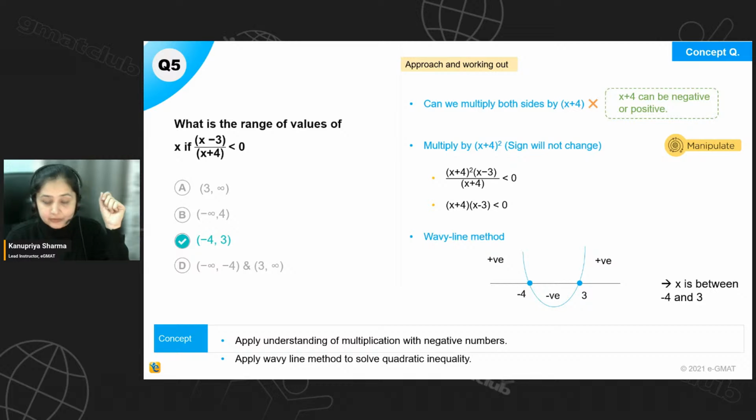All right, let's come to question number 5. I think we have a question for the last one. So again, question number 5, because we cannot multiply both sides with x plus 4, because we do not know the sign of x plus 4, that is why we multiply both the sides with x plus 4 whole square, and that is how we get this inequality, and then we can solve it using the wavy line method to get the correct answer, which is this.